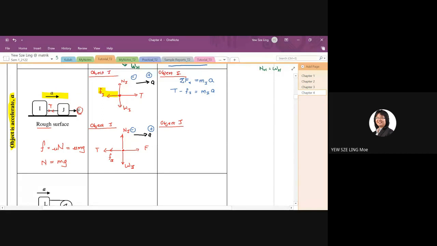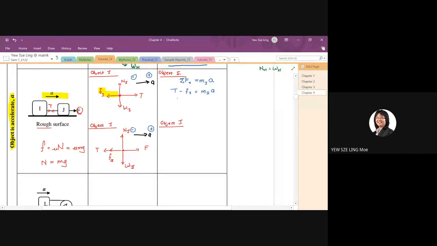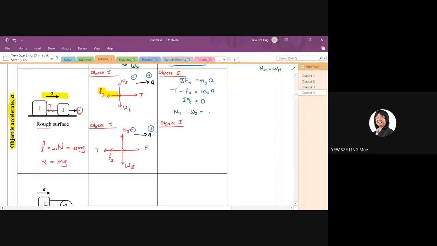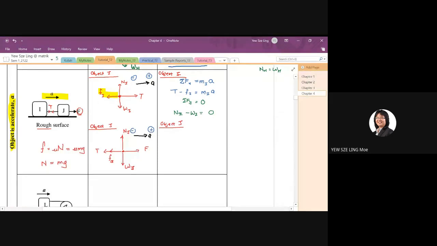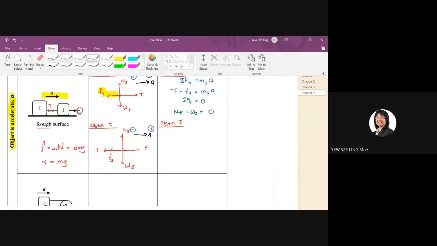Let's do the equations for the y component now. Summation Fy, because there's no motion along the y component, is equal to 0. Therefore, I have Ni minus Wi equals to 0. So that is the equation for the x component and y component of object I.